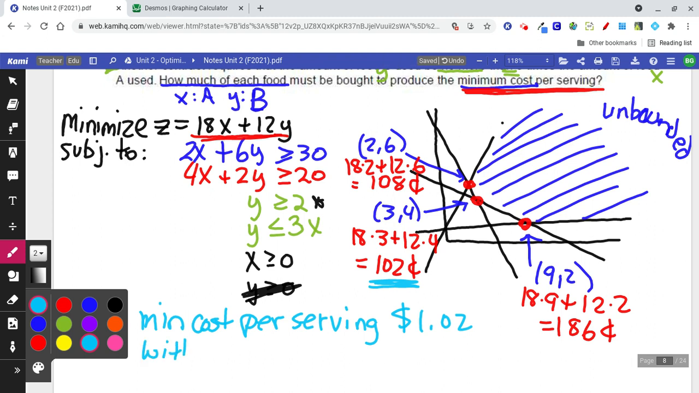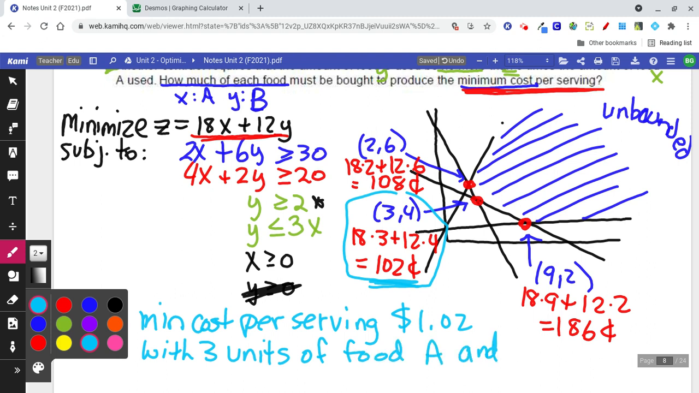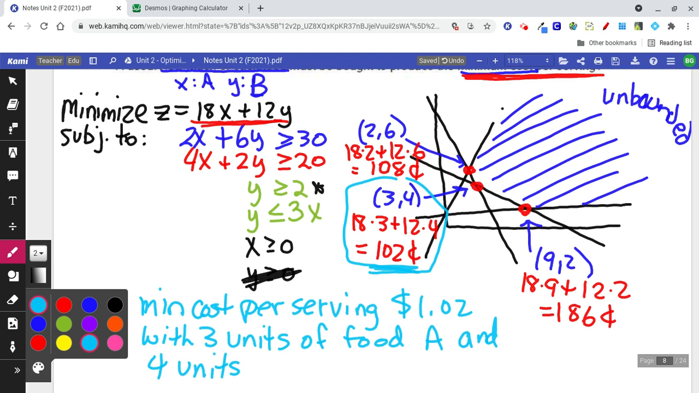Where are we at here? This was my answer, right? 3 units of food A and 4 units of food B.